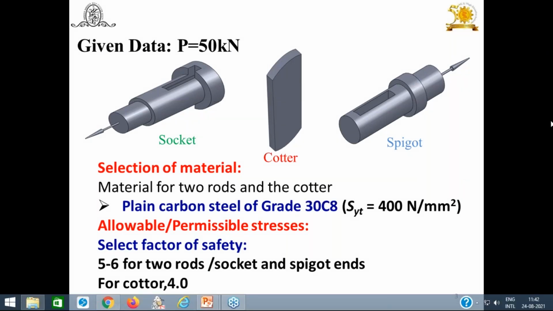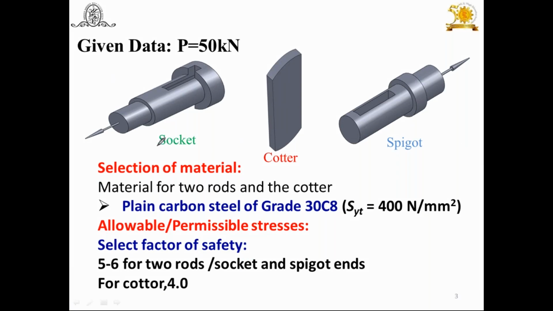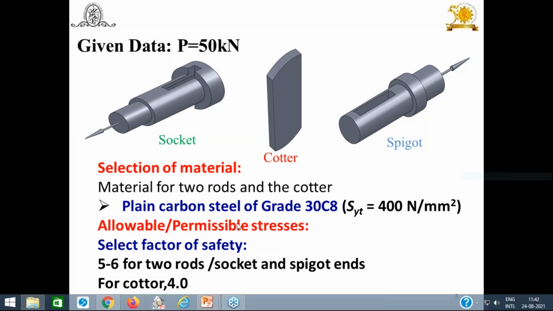Now here you will find it is mentioned, design a cotter joint. The cotter joint consists of three parts: socket, cotter, and spigot. The spigot is inserted in the socket, and then the cotter is fitted, and because of the wedge action, it's a tight joint, you can say. Again, axial force P is given, that is 50 kilonewton, that is 50 into 10 raised to 3 Newton. Always convert it into Newton.